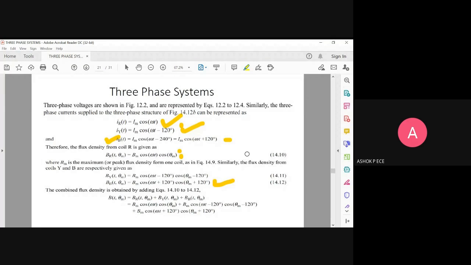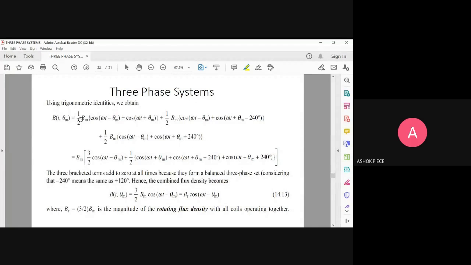That is also correct. Anyways, now we add all the magnetic flux densities: BR plus BY plus BB. So BR is Bm cos omega t cos theta m, plus Bm cos omega t minus 120 cos theta m minus 120, plus Bm cos omega t plus 120 cos theta m plus 120. When you add all of these, I'm going to group the terms like this: omega t minus theta m and omega t plus theta m, omega t minus theta m and omega t plus theta m minus 240, omega t minus theta m and omega t plus theta m plus 240.